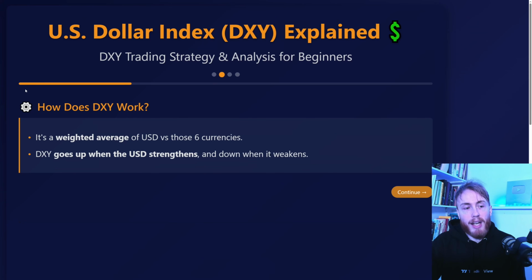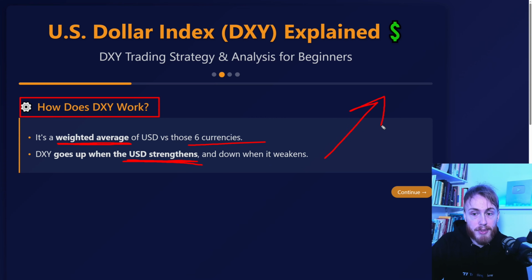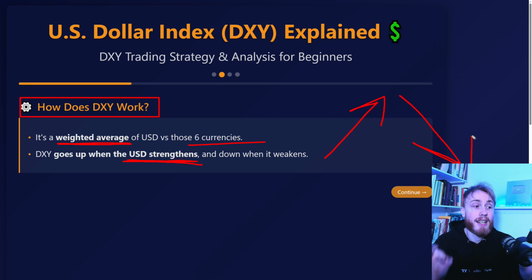But right, so now then, how does the DXY work? Well, the DXY is basically a weighted average of USD versus the 6 currencies we just talked about. So in other words, DXY goes up when USD strengthens and down when it weakens. So when DXY pumps, that means strong US dollar. When DXY dumps, that means a weaker US dollar.